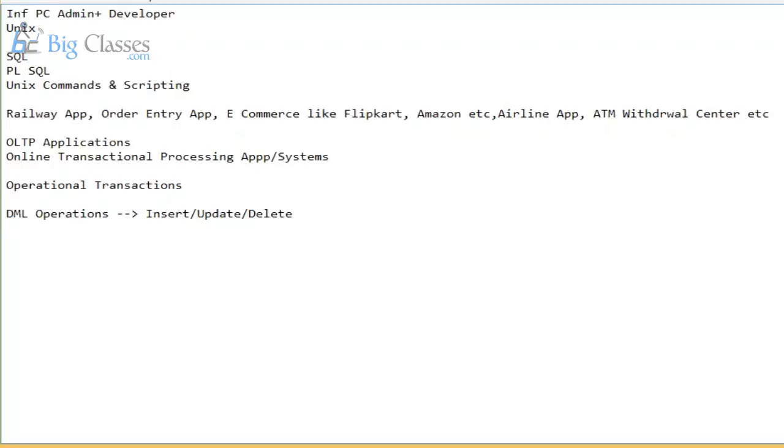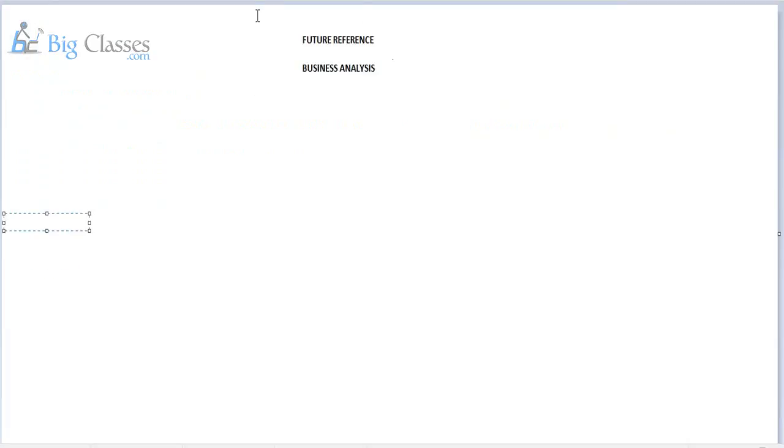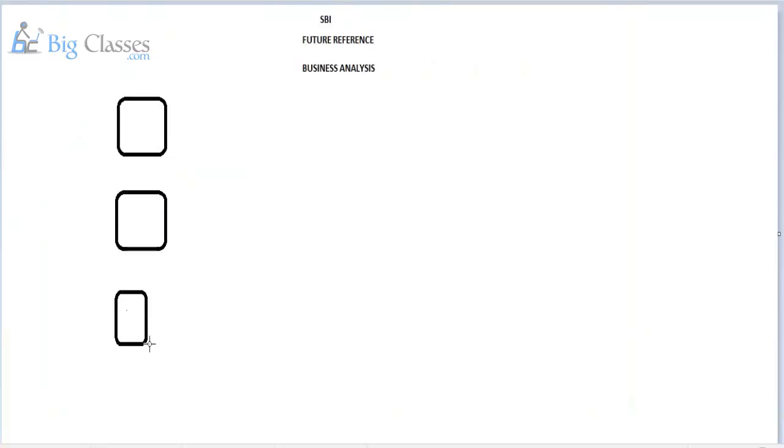Okay, so let's say you have a system called SBI, State Bank of India. You want to perform business analysis, like how the SBI business is running. You want to just understand how it is going. For doing that, as I told you, since all the operational transactions are stored within the OLTP systems, there are 3 OLTP systems for SBI.